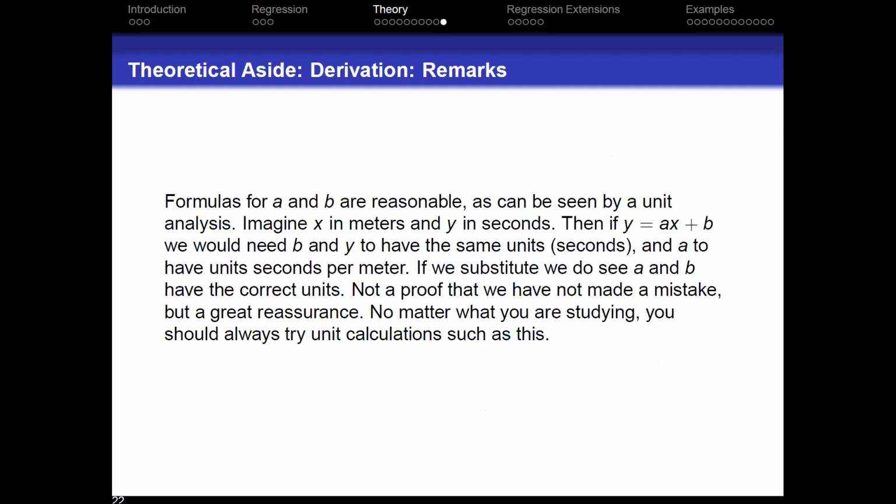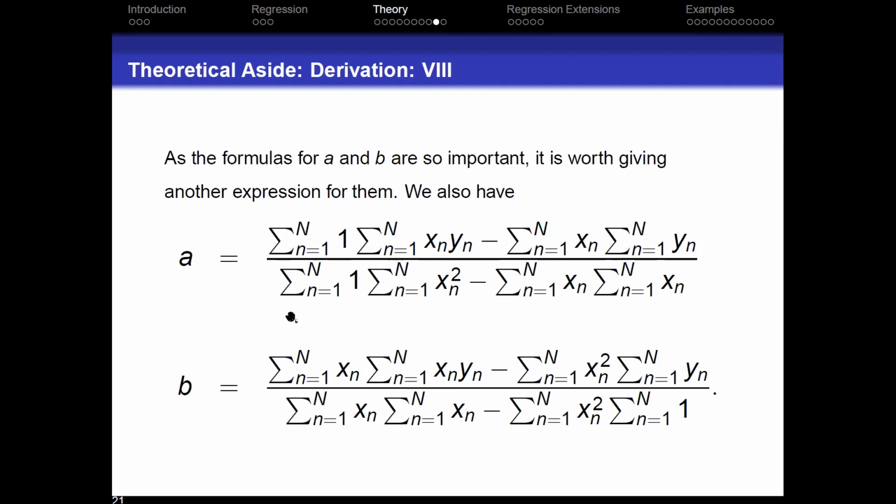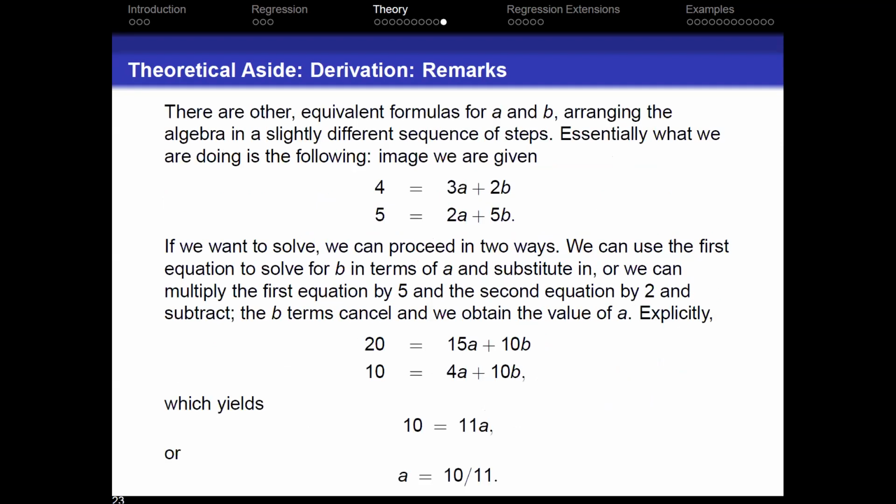So let's imagine we have y equals ax plus b, and if y is in seconds and x is in meters, well, if y is in seconds, then b has to be in seconds. If x is in meters, a has to be in seconds per meter. And you can go back over here and check and see, does this give the right answer for a and b for their units? It's not a proof that you haven't made a mistake, but it's a really nice consistency check. If I plug in the units for x and y, do I get the correct units for a and b? Okay. There's other ways to do the calculation.